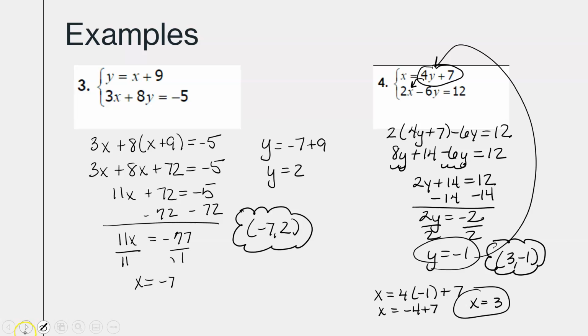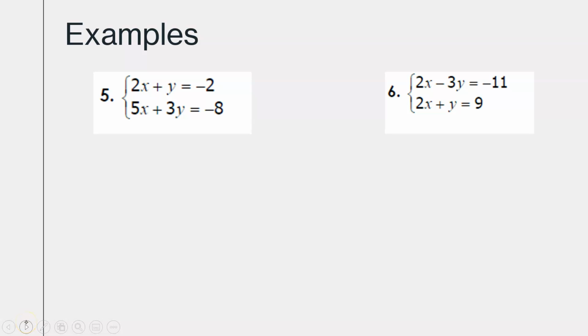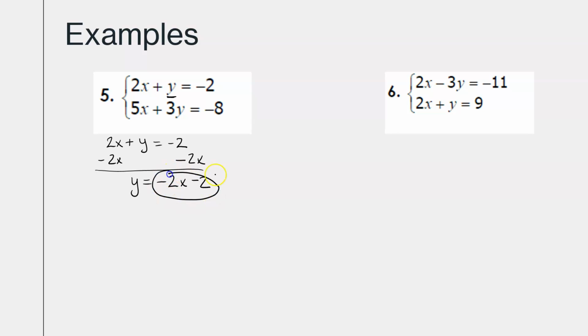All right, so let's get to the point where it's not so easy and you have to isolate the variable. So how do you pick? Well, if you see a variable without a coefficient, like right here, that's where I would go. So let's fix that equation so y is alone. I'm going to subtract 2x from each side. So now I have y equals negative 2x minus 2. Now I can take what y is equal to and plug it into the other equation where y is. So I have 5x plus 3. Now I'm going to put what y is in parentheses.